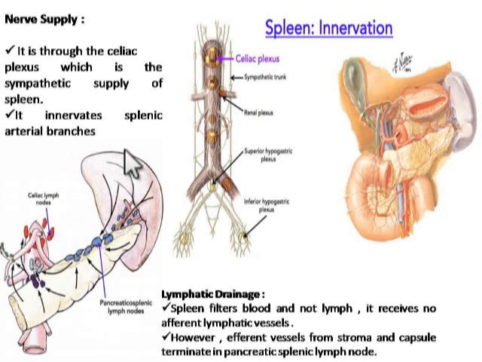And coming to the lymphatic drainage part, normally the spleen doesn't have any kind of lymphatic drainage because the spleen filters blood, not the lymph. That is why it receives no afferent lymphatic vessels. However, efferent vessels are there from the stroma and capsule that terminate in the pancreaticosplenic lymph node.